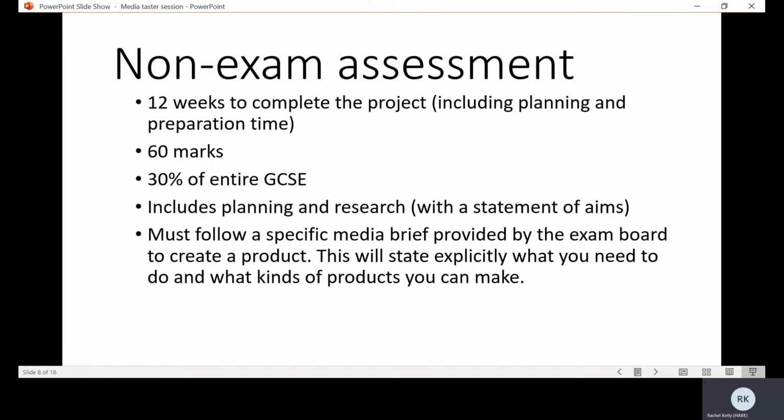It does include planning and research. So you will be expected to research and plan your product. And you will be following a very specific brief. So you can't just do what you want. A brief is set by the examining board, and this will state explicitly what you need to do.